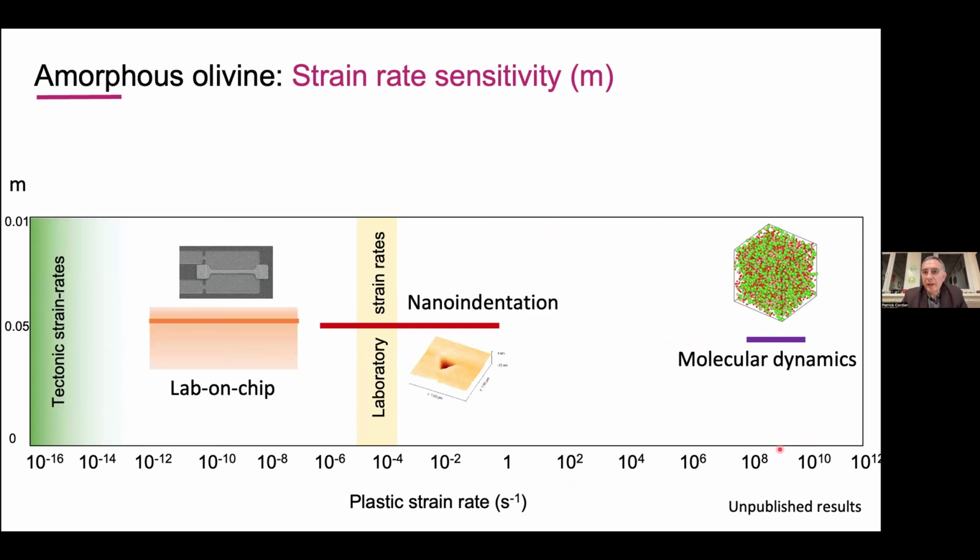24 orders of magnitude. So the mechanism that we characterize in detail in molecular dynamics is the same as the one which is activated in nanoindentation and in the lab on chip experiment. So we are very confident that this is also what could happen in natural strain rates. And this mechanism is the shear transformation zone as proposed by Argon.